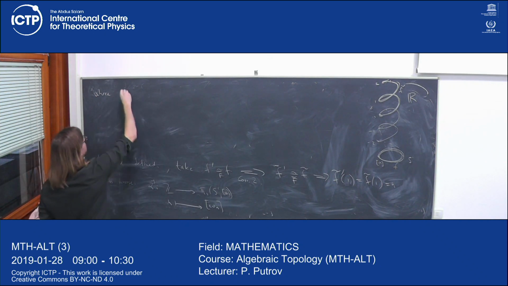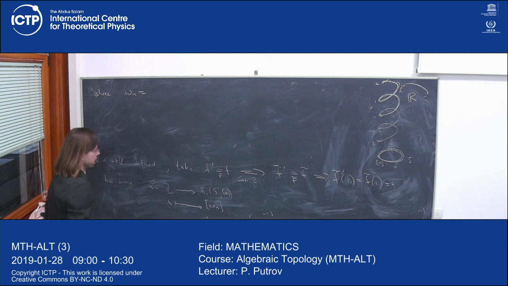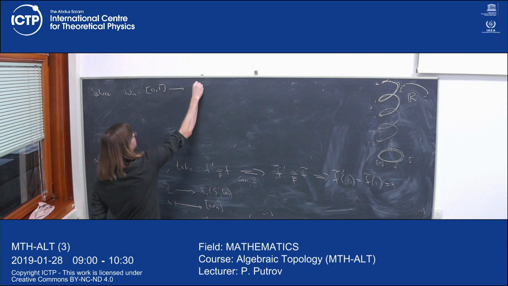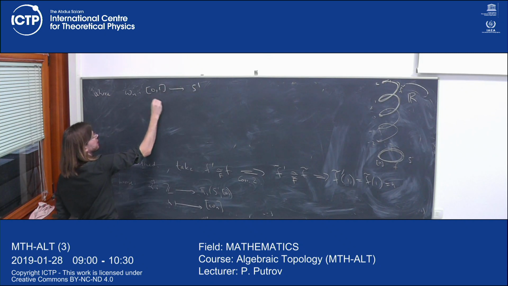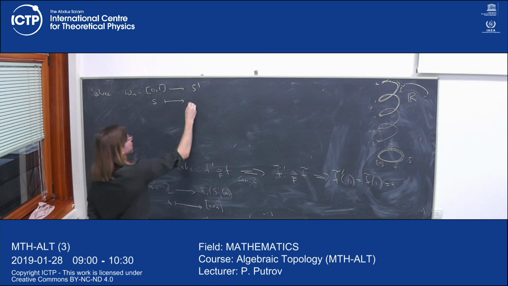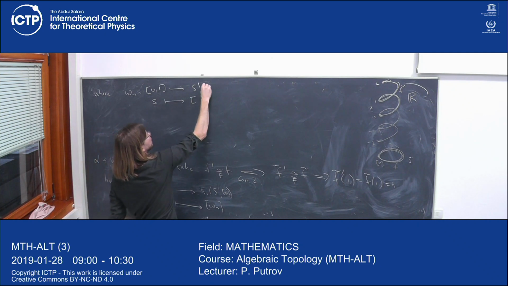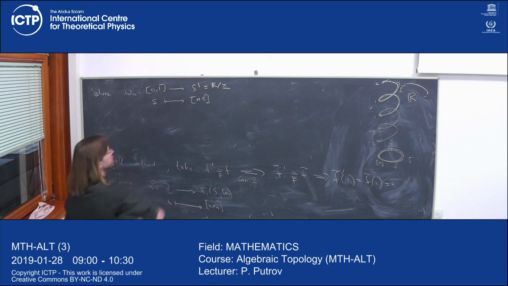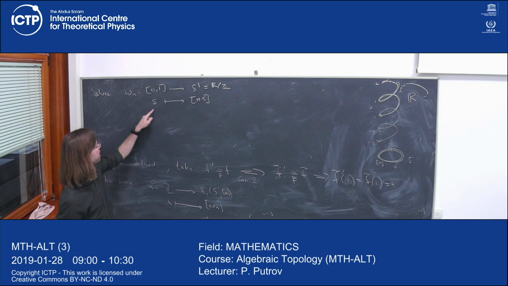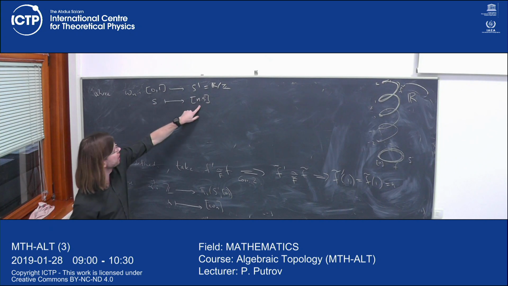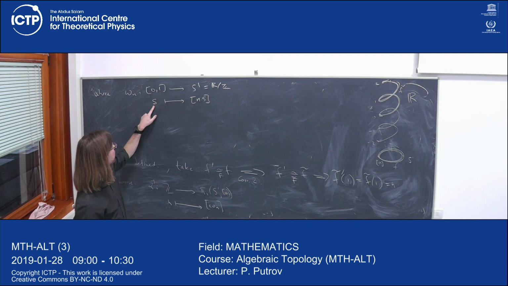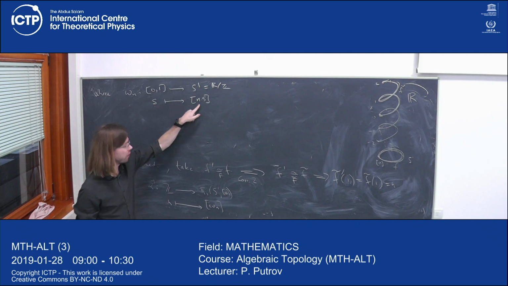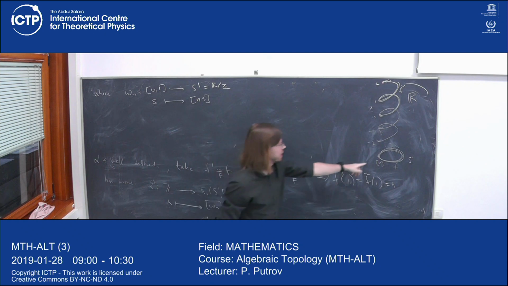Where omega n should be a path in S1, which takes s, the path parameter, to the class of n times s in this quotient. So indeed it's a path. 0 maps to the class of 0, which is 0, and 1 maps to the class of the integer n, which is also 0.